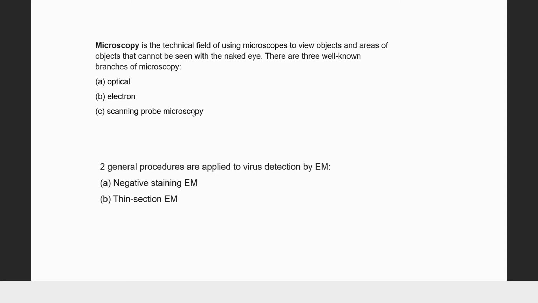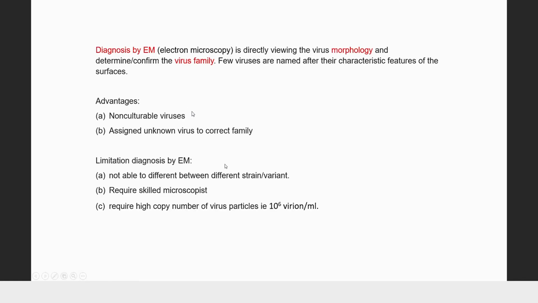But there are two general procedures that we're going to focus mainly on for detection by EM, namely negative staining EM, or thin section electron microscopy. When we do diagnosis by EM, the short form of electron microscopy, we are actually directly viewing the virus morphology.